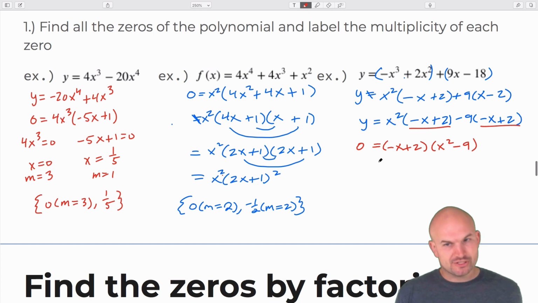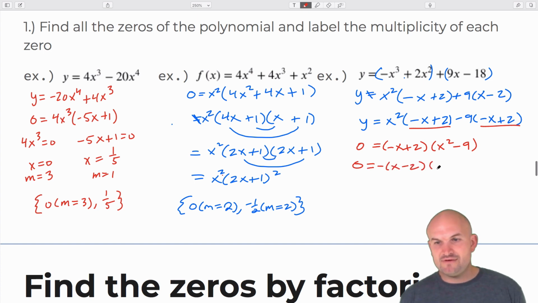Now I can apply the zero product property, or write this as a linear factorization. If I wanted to write this as a linear factorization, I could factor out a negative to give me x minus 2. This can factor down via the difference of two squares. Okay, and therefore you can see they all have a multiplicity of 1. So therefore I would just list my zeros as 2 and plus or minus 3.